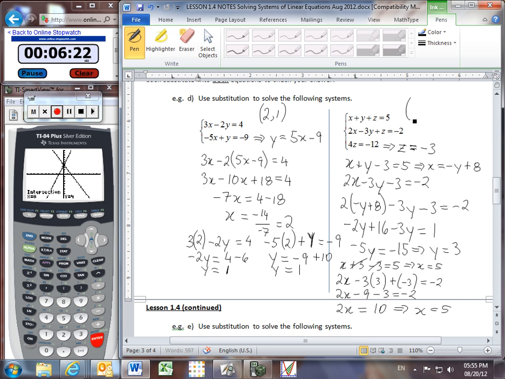And I end up with a solution of x is 5. My y was 1. Is that right? I've lost myself. Sorry, y is 3, isn't it? And my z, I figured out, was negative 3.